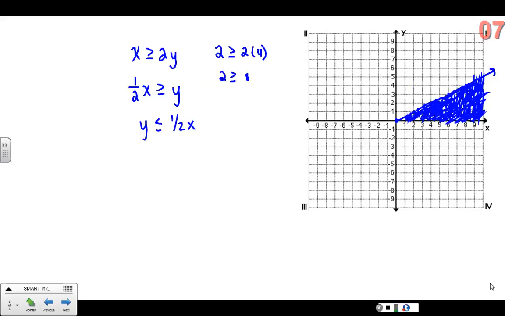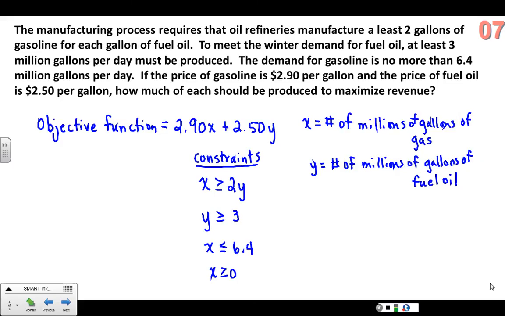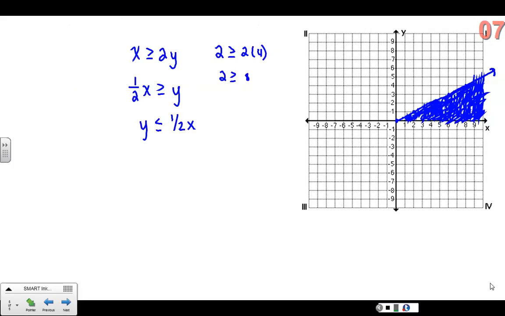Okay, let's go back and look at our next constraint. Y is greater than or equal to 3. Y equals 3 we know is this line. And it's greater than, so that means it's everything above the line. So I'm not going to shade all that just yet because that could get too much going on here, but it's everything above the line, Y equals 3. Got stuff going on with my graph here. I'm trying to keep it all neat and clean. It's a little bit hard to do.